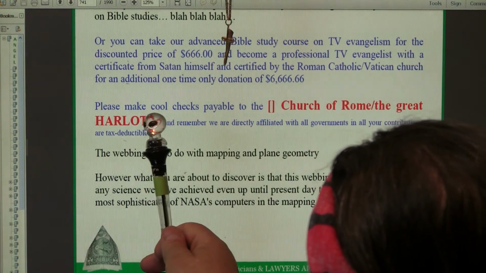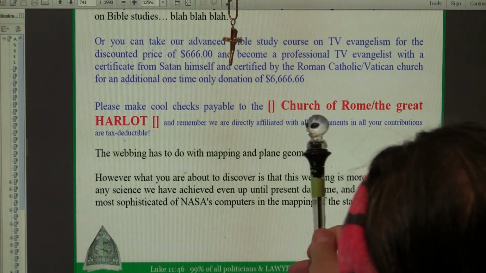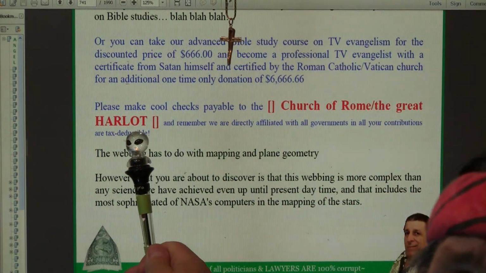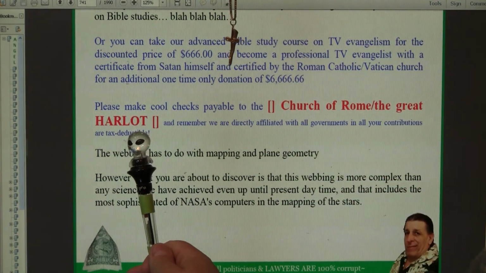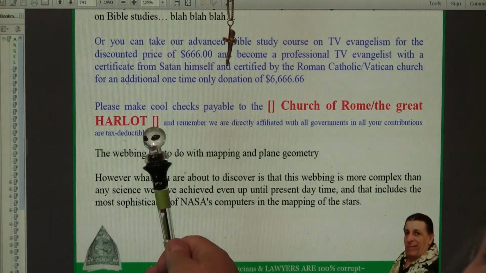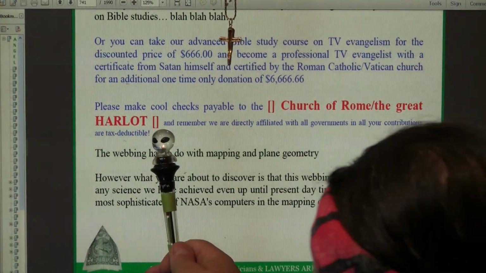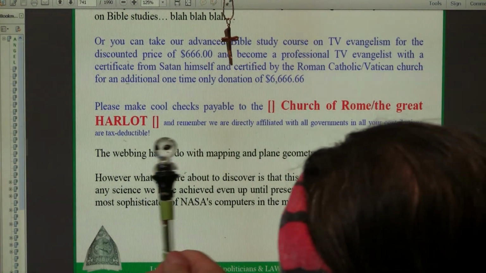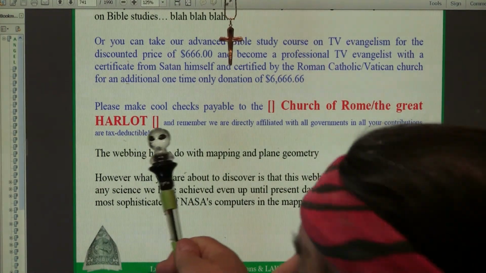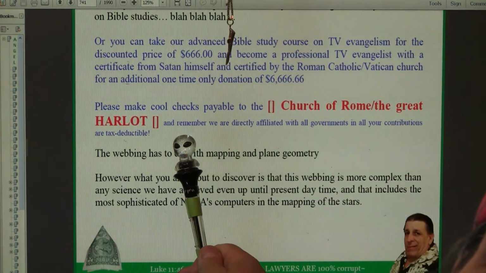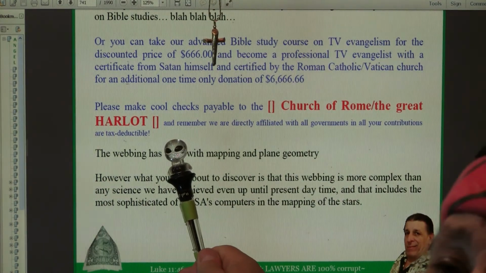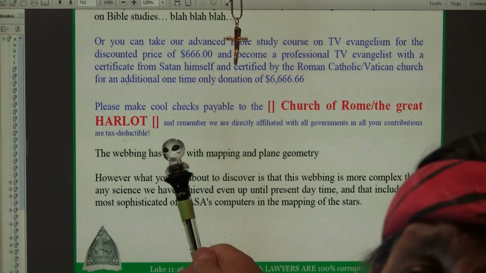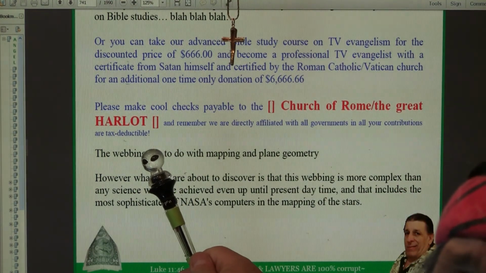Now, please make checks payable to the Church of Rome, the great harlot. This was in my book years before it came out that the Church of Rome was a harlot. It wasn't published, but I had this down in the 80s. And remember, we are directly affiliated with all governments, and all your contributions are tax deductible. In other words, the Church and the Roman Catholic Vatican and all other churches are directly associated to the governments because it's a scam, folks. The government doesn't charge the church taxes.